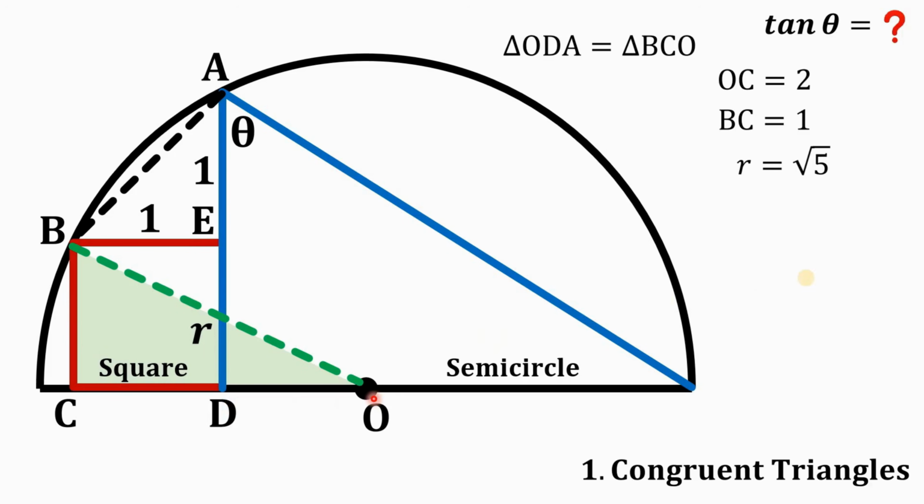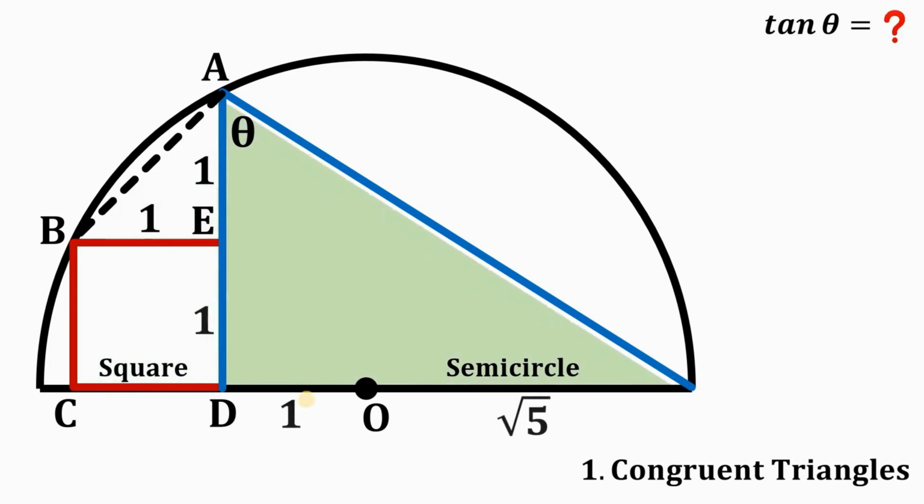We need the length of this DO. So what is the length of this DO? We know OC is 2 and CD is 1. In short, this DO simply also equals 1. Using this information, we can now get the value of this tangent theta. We know DO is 1, this radius is square root of 5, and this AD simply equals 2.